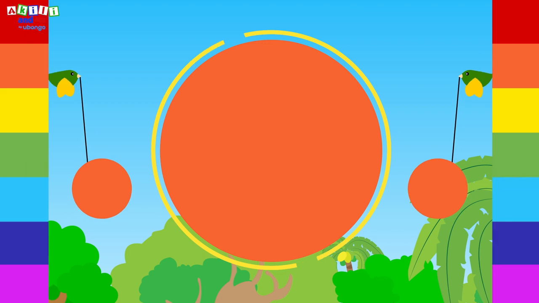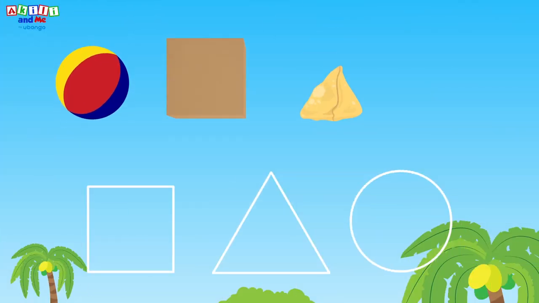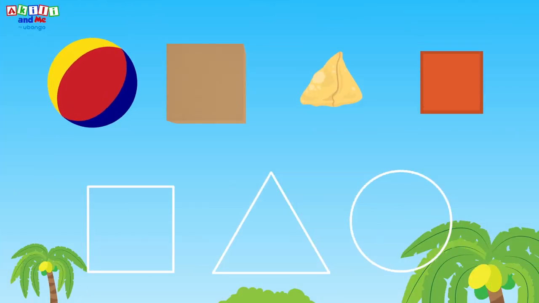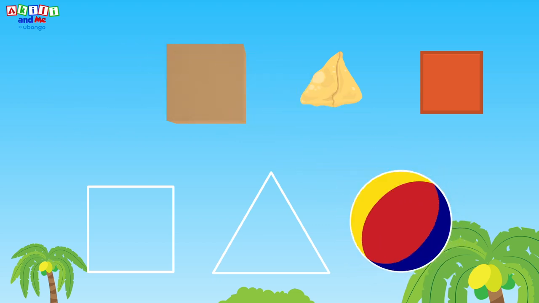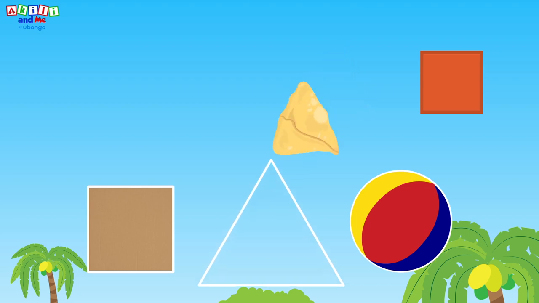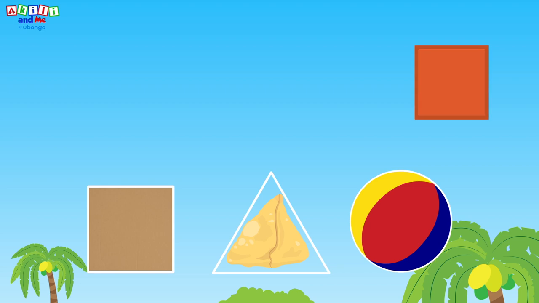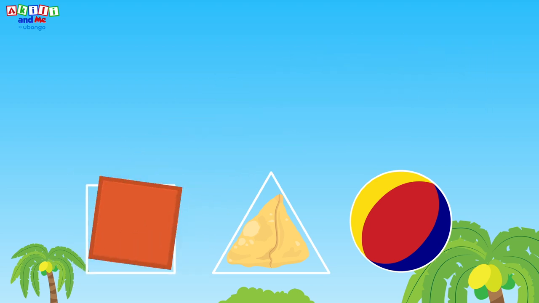Now, help me group these things together. Where does the ball go? Circle! Where does the box go? A square! Where does the samosa go? A triangle! Where does the tile go? A square!